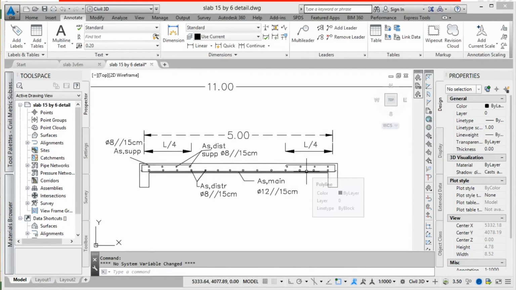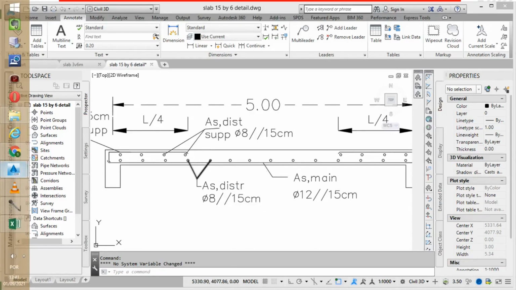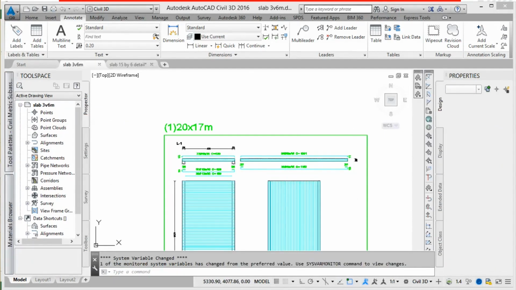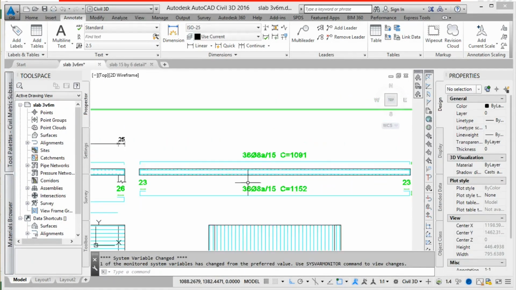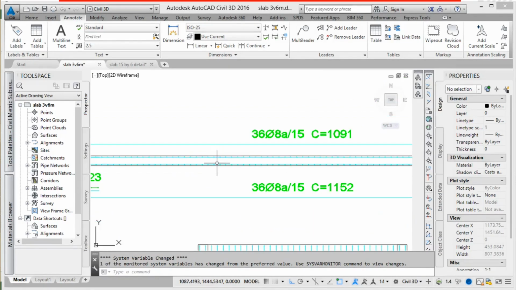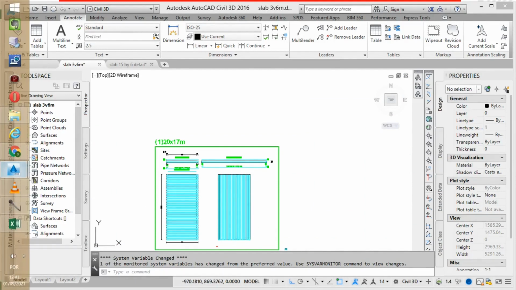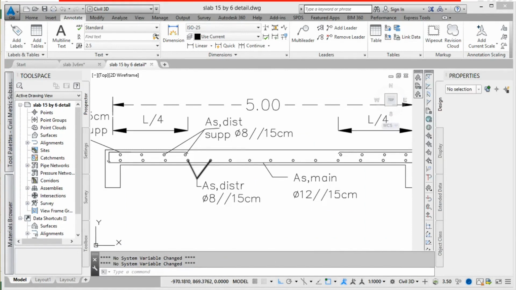So the main reinforcement along the minor span, the distribution, diameter of 8 spaced by 15, that is along the major span. We can see here along the major span that is this one. On the bottom, diameter of 8 spaced by 15. In the bigger span, it's along them.